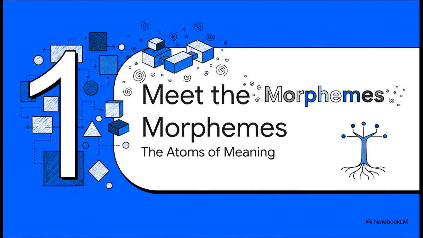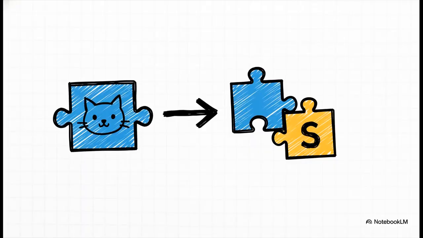So what do we call these fundamental building blocks of language? Well, they do have a name, and they are the absolute core of how we build meaning in our language. So let's meet them. They're called morphemes. And a morpheme is simply the smallest possible unit of meaning in a language.